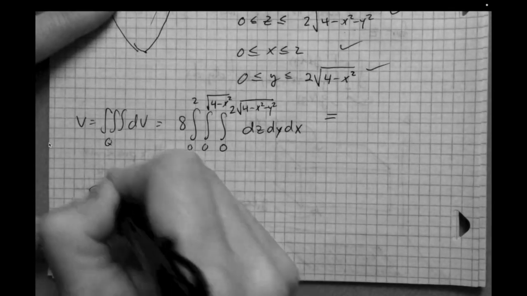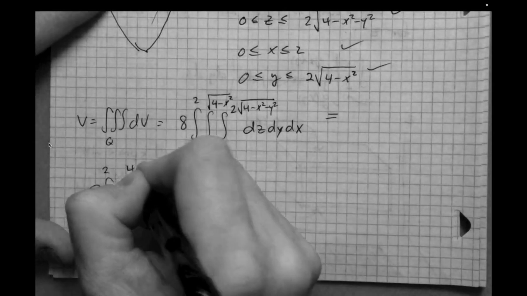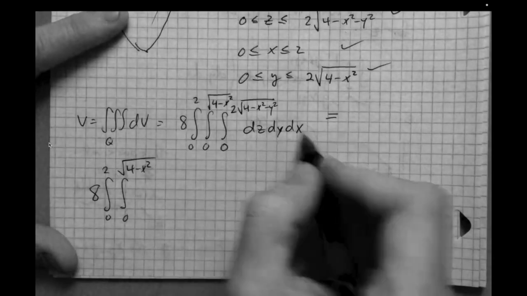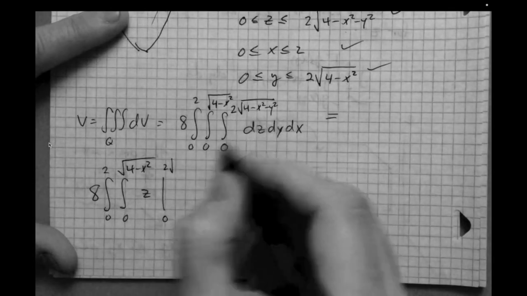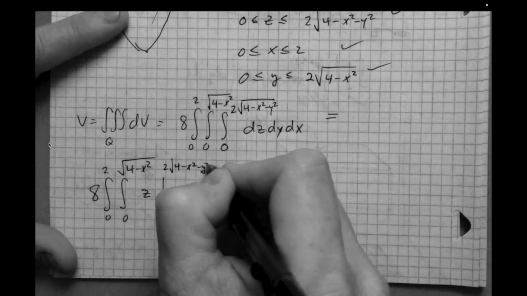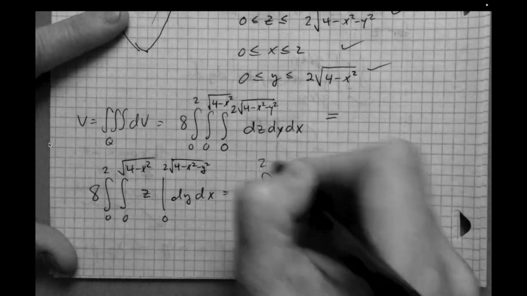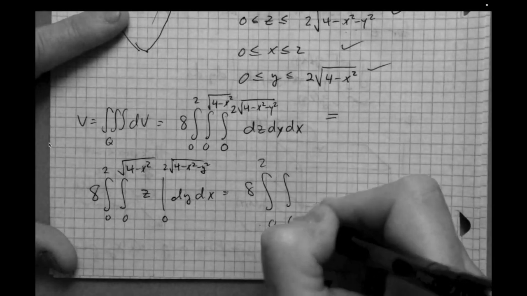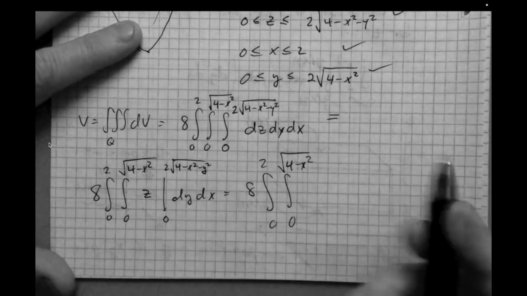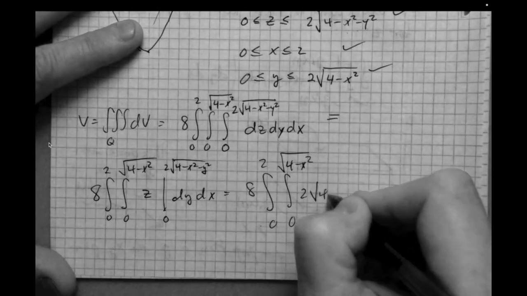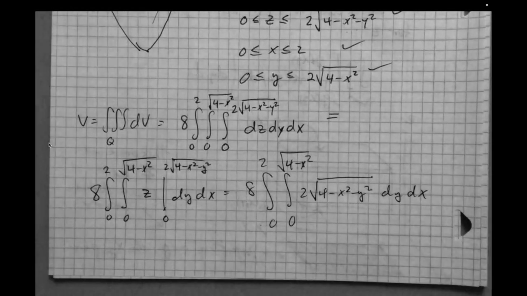So we start with the inner integral, naturally. We have this, and then it's just z, isn't it? Z, and then you have to evaluate it from 0 up to 2 times the square root of 4 minus x squared minus y squared. Right, and you get 8 times the integral from 0 to 2, and the integral from 0 to the square root of 4 minus x squared. And then the bounds, obviously, you just plug in the expression. Like so. Okay.